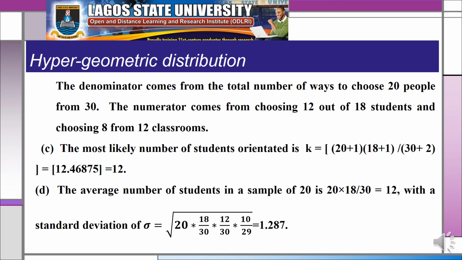The most likely number of students orientated will be k equals 20 plus 1 times 18 plus 1 divided by 30 plus 2, which will give you exactly 12. And the standard deviation, as defined above, which is the square root of the variance, is just 1.287.